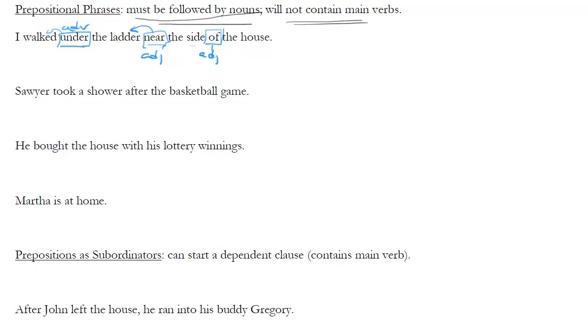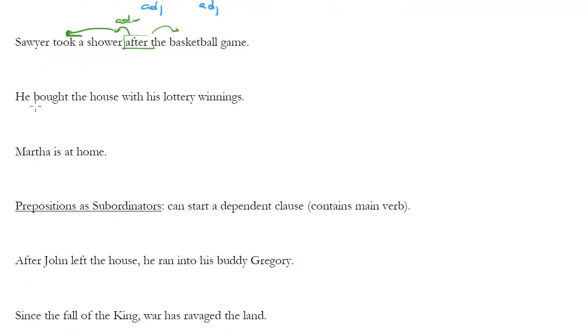Sawyer took a shower after the basketball game. So again, another prepositional phrase, after the basketball game, shows us time, when something happened. So this again is acting as an adverb because it's affecting the took. When did I take the shower? I took it after the basketball game. He bought the house with his lottery winnings. So again, another prepositional phrase, with his lottery winnings, with being our preposition. This shows us the manner by which something happened. How did something happen? Well, he bought the house with his lottery winnings. So again, acting as an adverb.